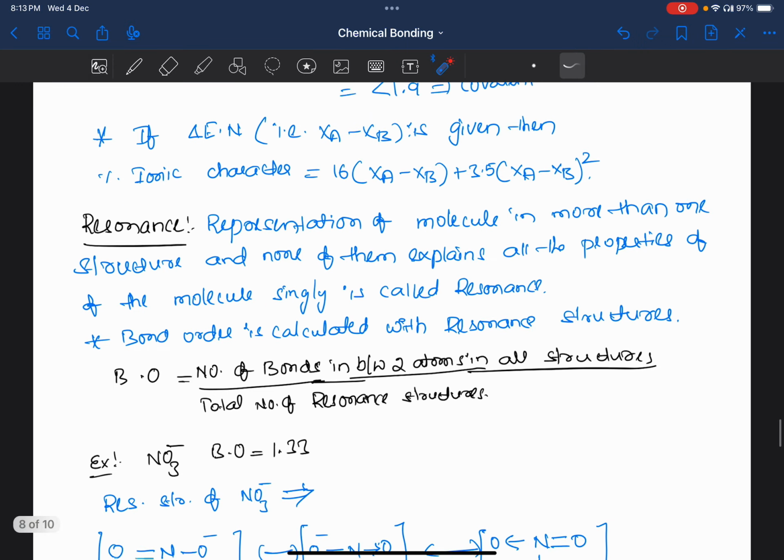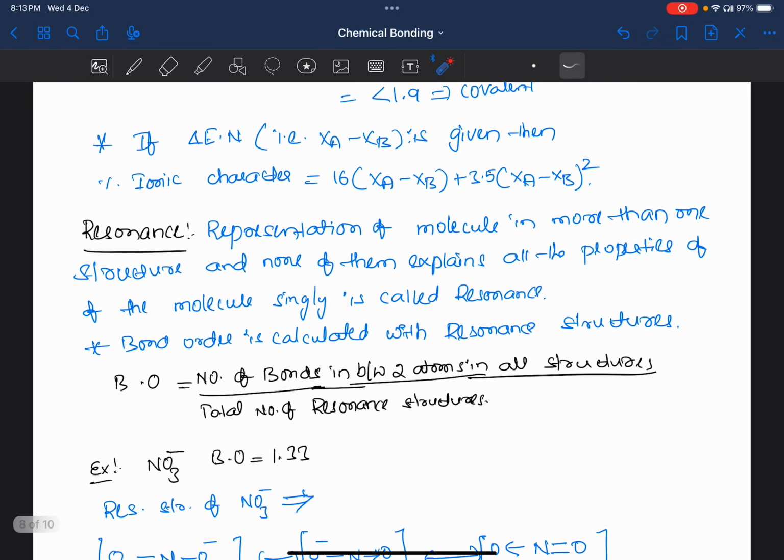Next topic, resonance. So what is resonance? Resonance is the representation of a molecule in more than one structure, none of which explains all the properties of the molecule singly. Generally we know about benzene. Benzene has two resonance structures, one is this structure and the other one is this structure. These resonance structures are formed by the displacement of electrons, the displacement of pi bonds.